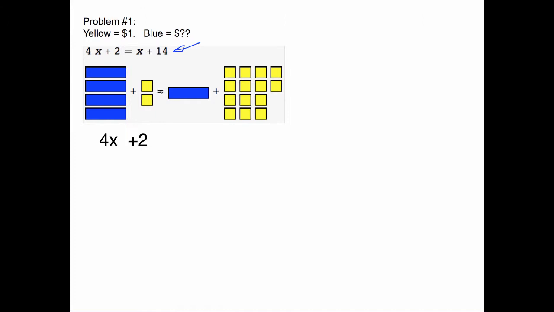The other side of the equation has one unknown, which is the same value as the ones on the left, that will also represent by x, plus 14 ones or $14. So together these are 4x plus 2 equals x plus 14. And what I'd like you to do is solve that any way you can. You can solve using the picture or you can solve using the equation. And I'd like you, if you can, to try and check your solution.